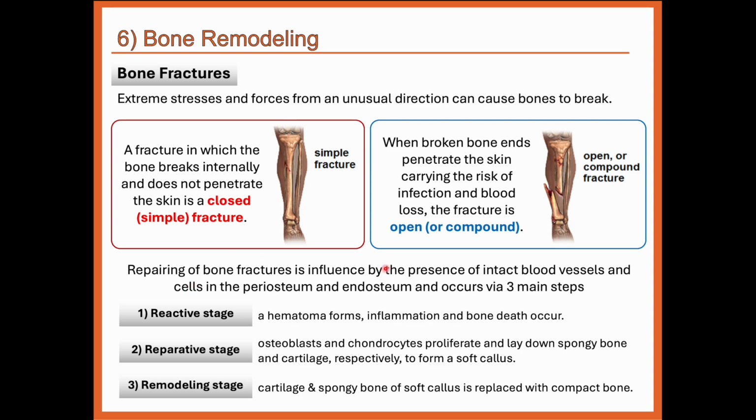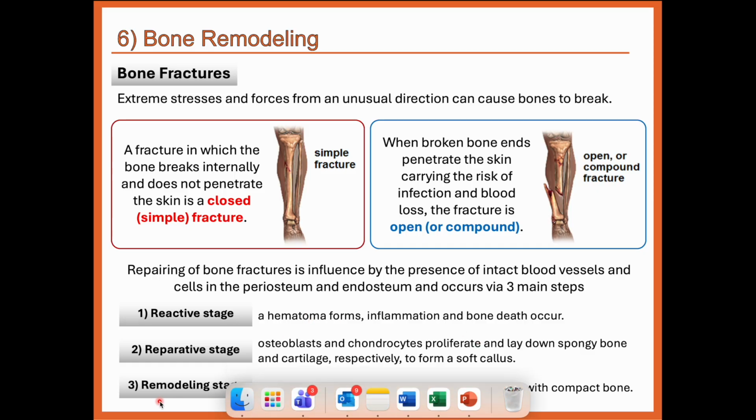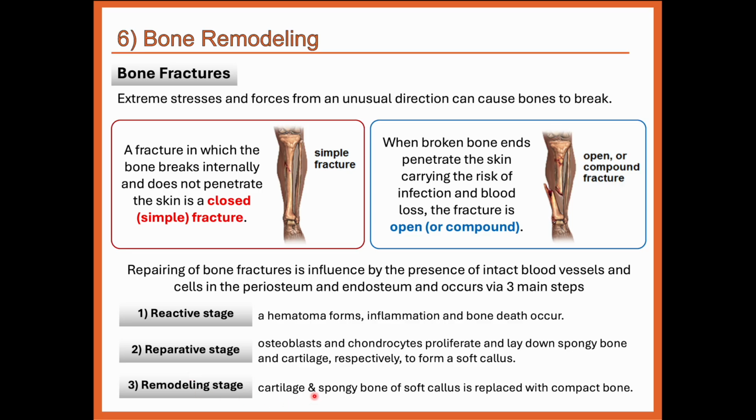So this I don't really care about, so don't worry about the types of fractures, but I need you to know that we need to repair this somehow, right? Repairing of bone fractures is influenced by the presence of intact blood vessels and cells in the periosteum and endosteum and occurs via three main steps: reactive stage, reparative, and remodeling. So, first, a hematoma will form. It'll inflame and it'll kill the bone cells. Then they'll repair, the osteoblasts and chondrocytes proliferate, and then remodeling occurs with the spongy bone.